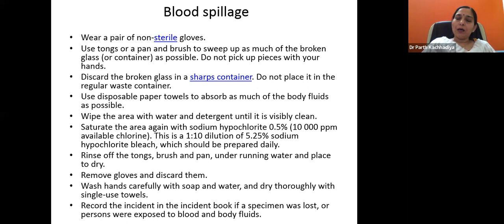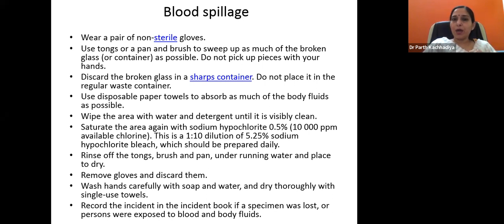Blood spillage. In the ICU or in the hospital, we come across blood spillage and other body fluid spillage also. So for this, what common things we need to keep in mind is important, though this is a very busy slide. Always wear a pair of non-sterile gloves. Okay? And then use the pan or tongs or brush to sweep up the broken glass if glass pieces are there. Never try to take or touch these things with naked hands, so that you will avoid sharp injuries.